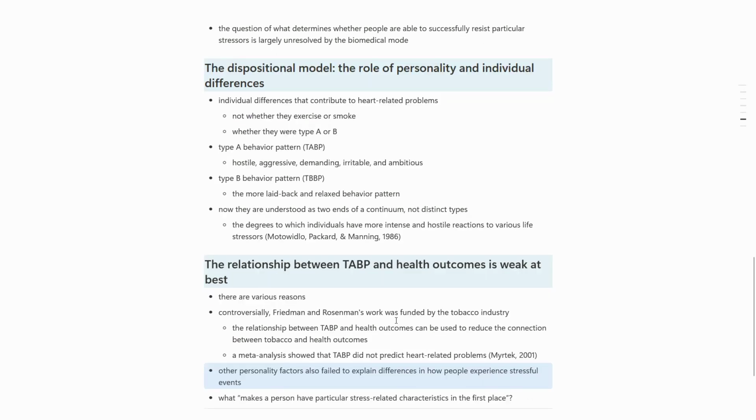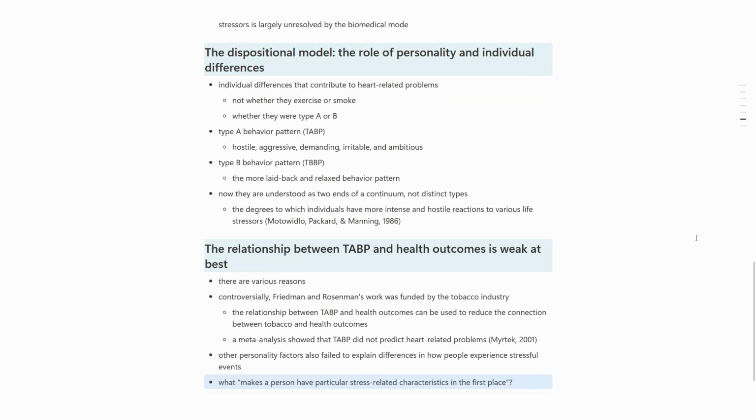And furthermore, other personality factors also failed to explain differences in how people experience stressful events. Also, the problem of this positional model is that it does not answer the question of what makes a person have particular stress-related characteristics in the first place. Some researchers argue that people with this kind of behavior pattern tend to develop diseases, but it doesn't answer why some people tend to respond to stressors with such a behavior pattern. It simply tells us that this kind of people tend to develop diseases.